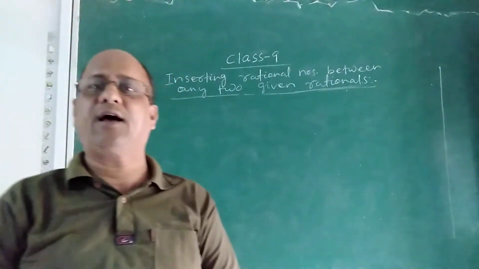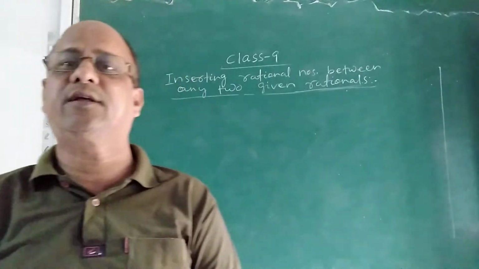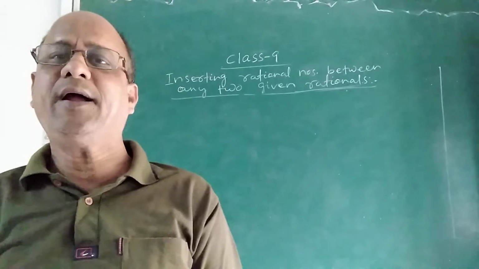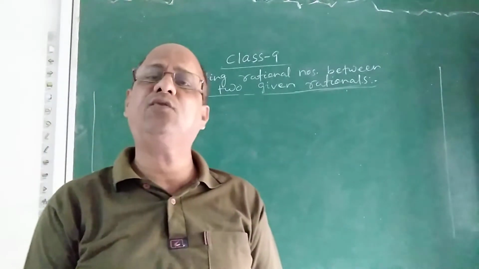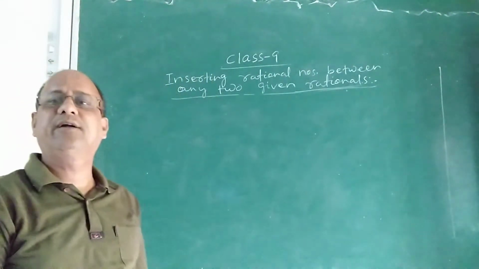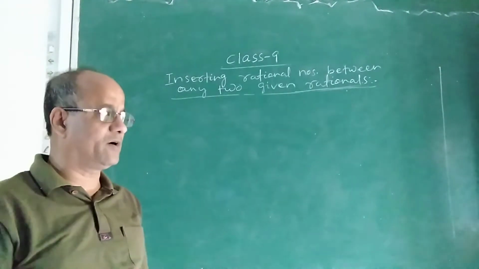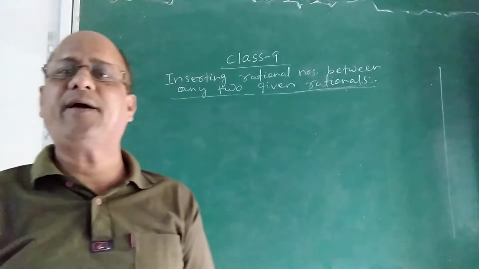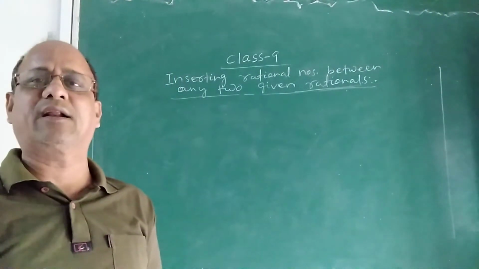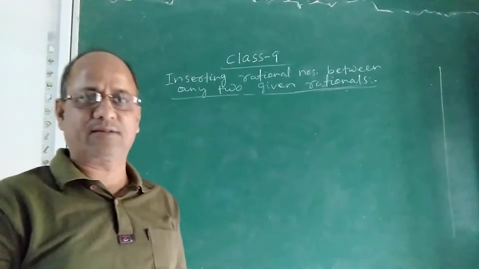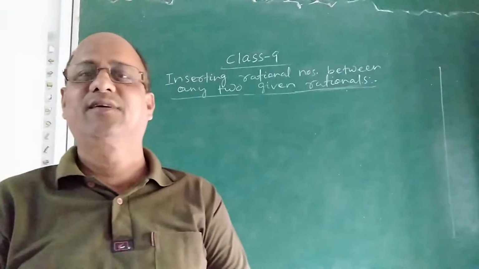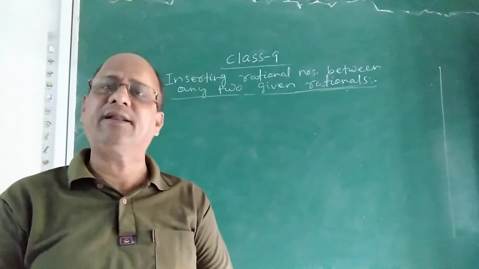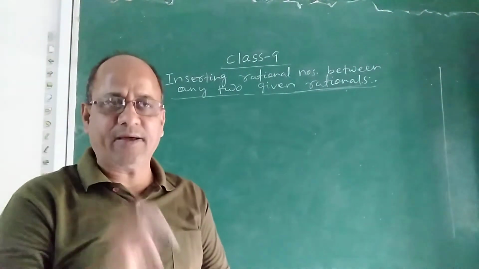Children, in the previous class, we were discussing many things about irrational numbers. Today, you have also read in class 7 how to find rational numbers between any two given rational numbers. What does it mean? It means if you are given any two rational numbers, you can find some rational numbers between them. Now the question is, if I ask you how many rational numbers are there between any two given rational numbers, I think you can easily answer. There are infinitely many rational numbers. We can find infinitely many rational numbers between any two given rational numbers.